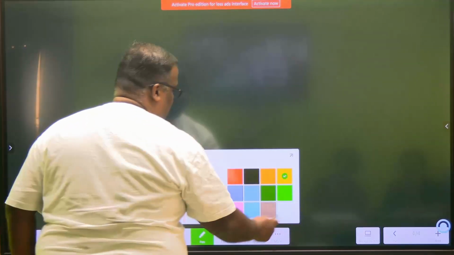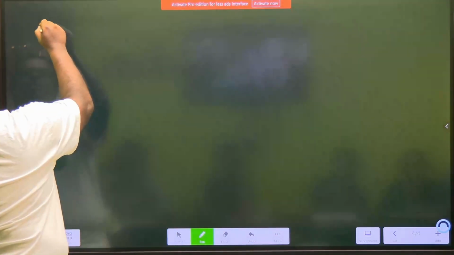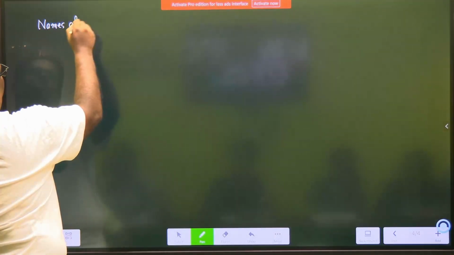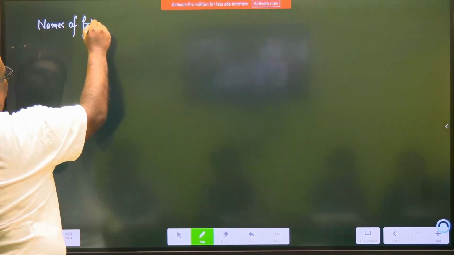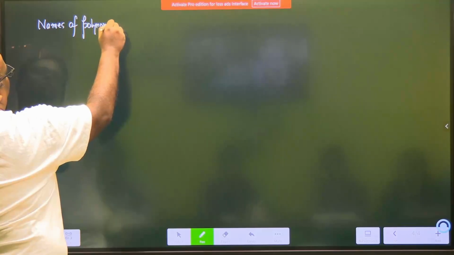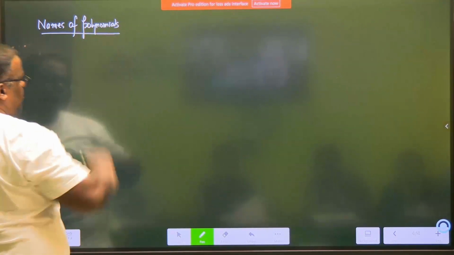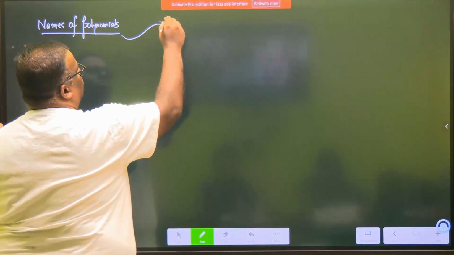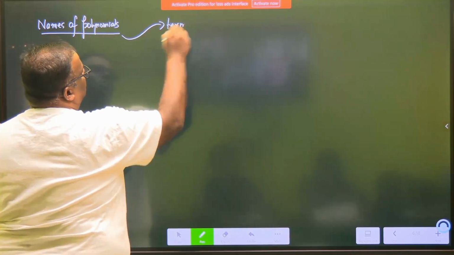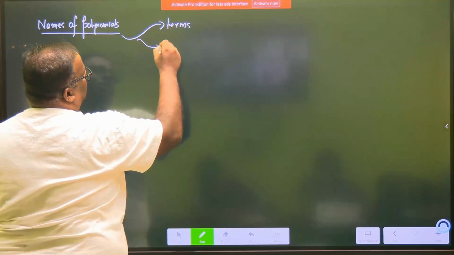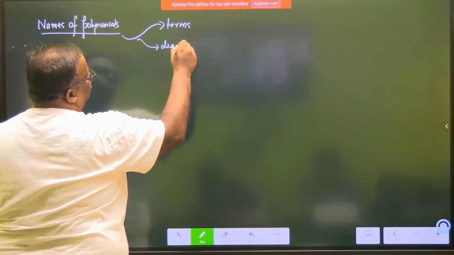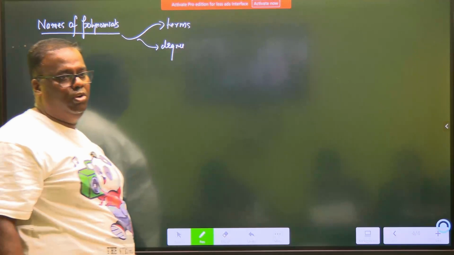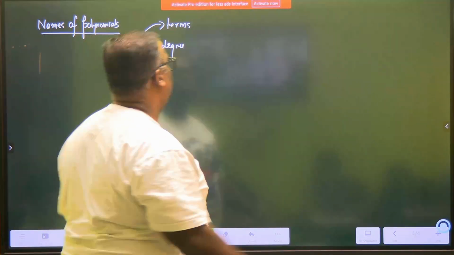Now let's understand some names of polynomials. Polynomials are named in two ways. One is by terms and one is by degree. Degree we don't know yet, so we'll understand what is by term. If you have a one-term polynomial, then it is known as a monomial.